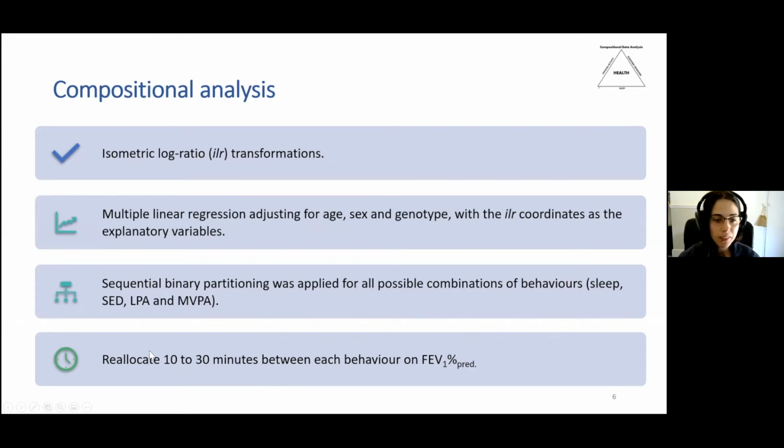We then reallocated from 10 to 30 minutes between each behavior. For example, we would increase MVPA by 10 minutes and reduce sleep by the time displaced, and see how that would affect our FEV1. We did that for all behaviors, for all of our combinations of behaviors.